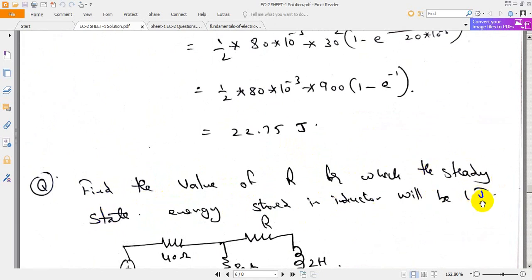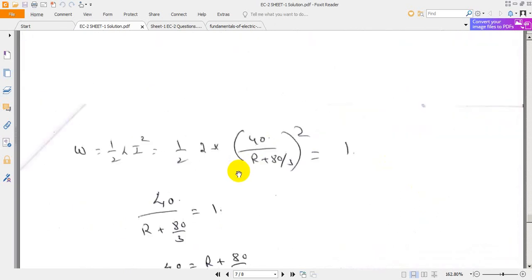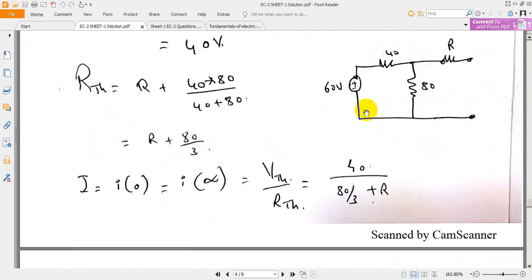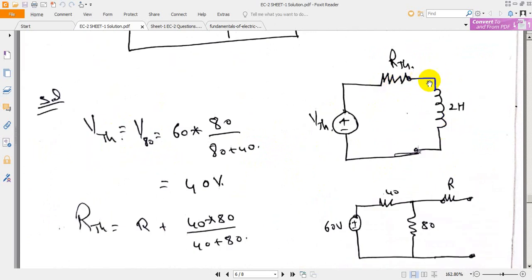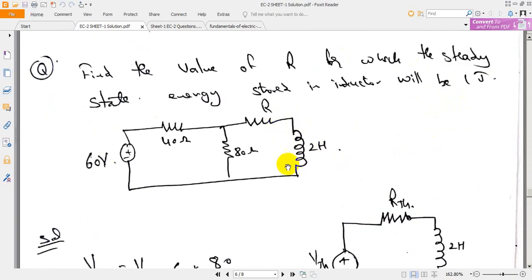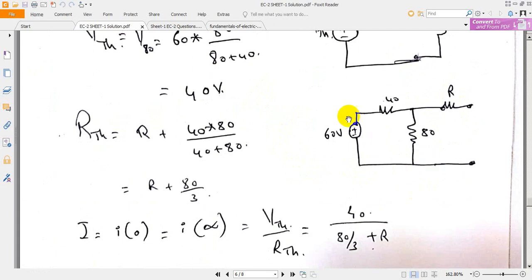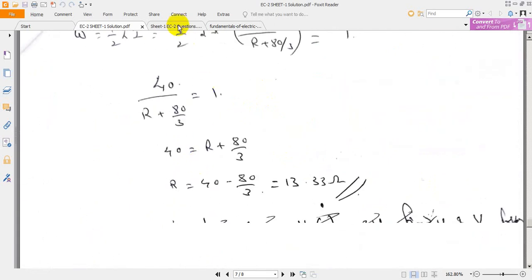Energy stored in the inductor is equal to 1. Energy stored in the inductor is half Li square, so half Li square is equal to 1. We know the value of L, we don't know I. So to evaluate I, we have utilized Thevenin's theorem. I, where is I? I is here, the current flowing in this. So with respect to this inductor, this complete circuit is represented in Thevenin's form. With this we have completed problem number 6.